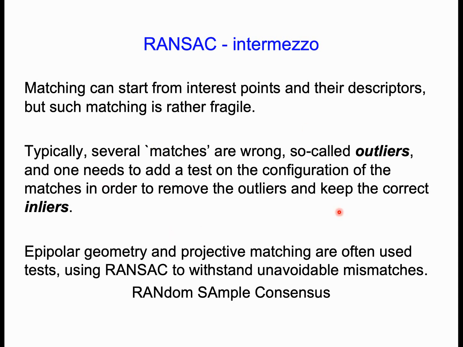Typically, several matches are simply wrong. They're called outliers, and we need to add a test on the configuration of the matches so that we remove these outliers and only keep the correct ones, the inliers, to decide on the object. To do that, we assume an epipolar geometry or a projective geometry between the two images, and we use the RANSAC algorithm to identify the correspondences that can be explained with a proper geometric transformation between the two images.